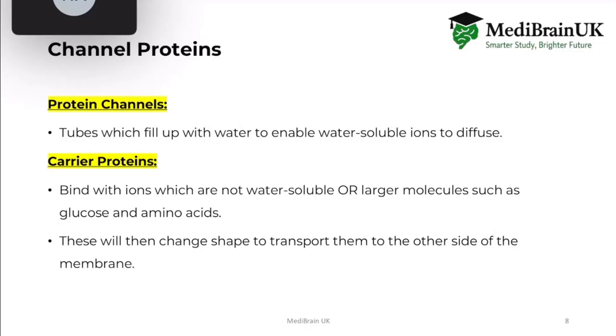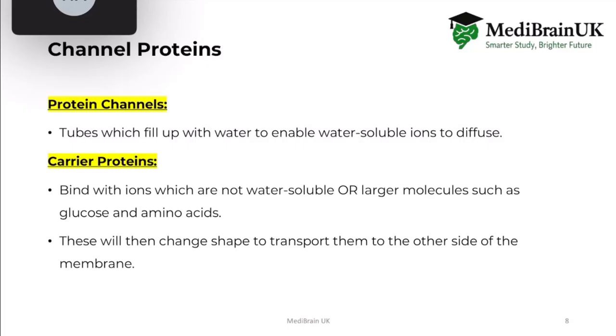For example, glucose and amino acids are very big. They can't simply diffuse across the cell membrane because they're really big. So they will bind to a carrier protein first. An ion will activate that carrier protein, and then the carrier protein will change shape, and it will take the glucose or the amino acid and put it onto the other side. That's how carrier proteins work, but we will look at that again in our next lesson.